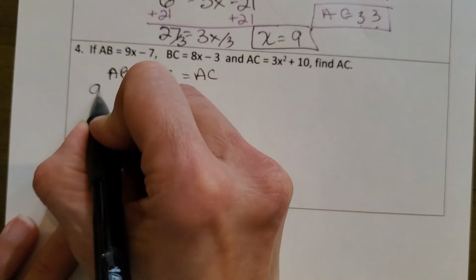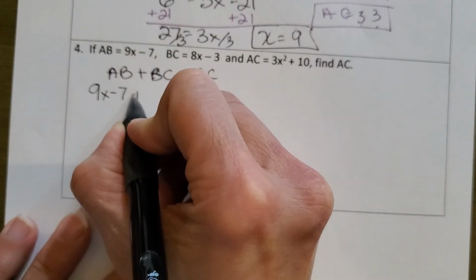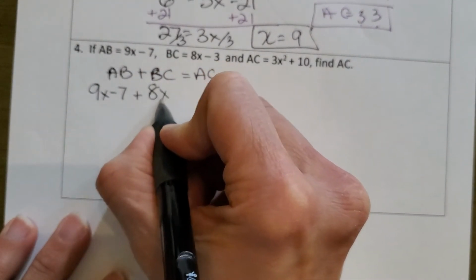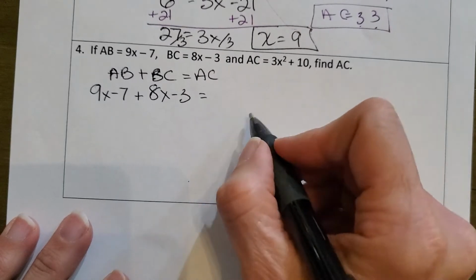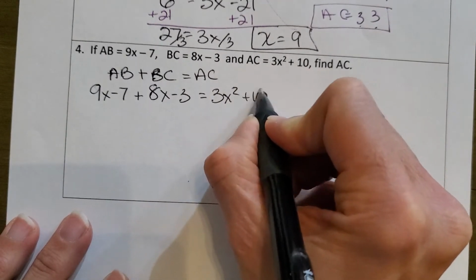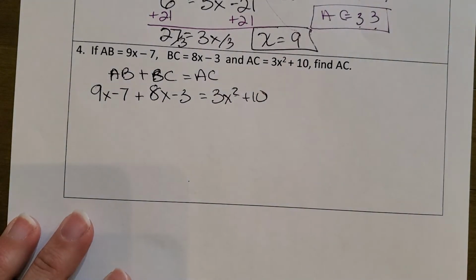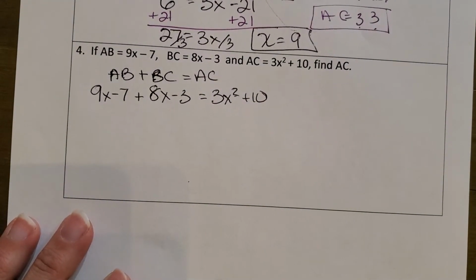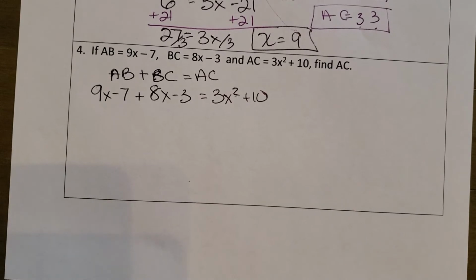So AB is 9x minus 7, and I'm going to add it to BC, which is 8x minus 3, and that's going to be equal to AC, which is 3x squared plus 10. And that little squared is how I can tell it's quadratic. Now in a quadratic equation, I'm going to simplify and get everything on one side.